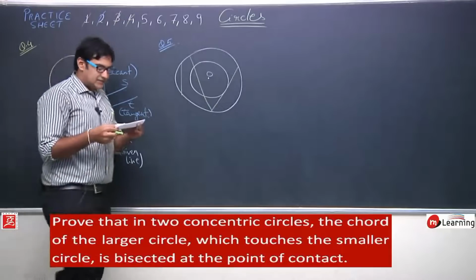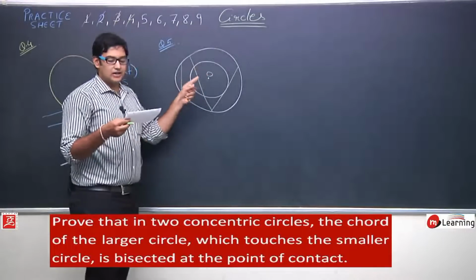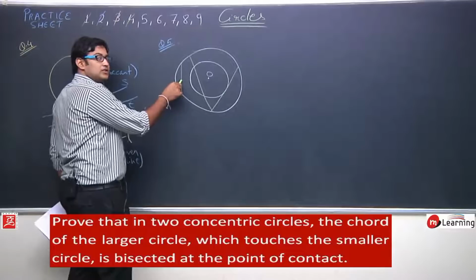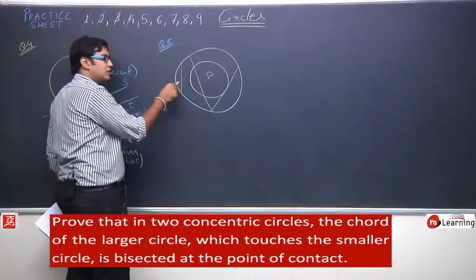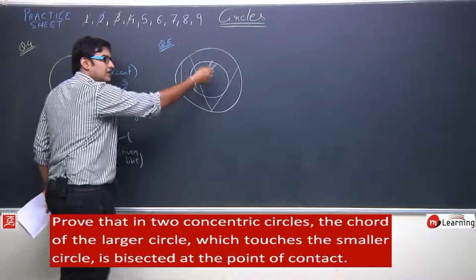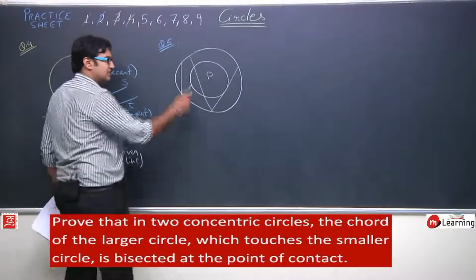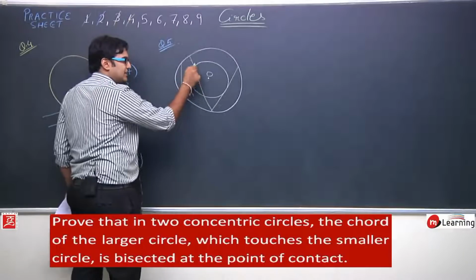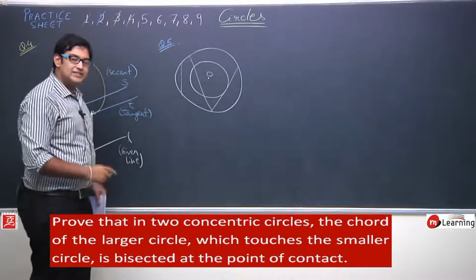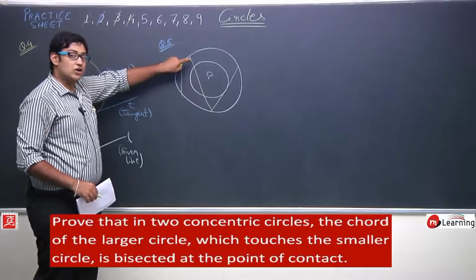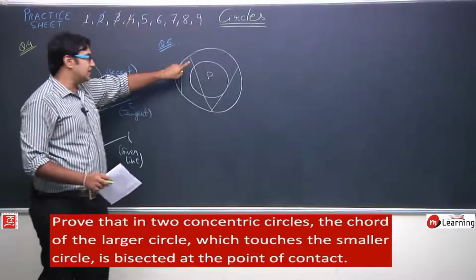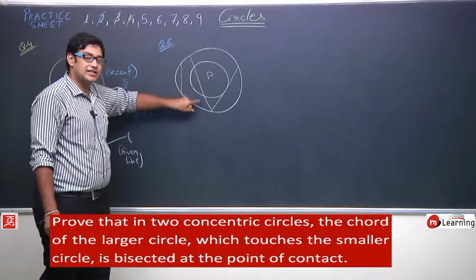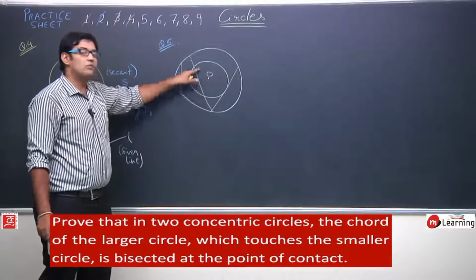Now it says the chord of the larger circle which touches the smaller circle. You can see this chord is a chord of the larger circle, but it does not touch or intersect the inner circle. If you see this chord, it is a chord of the larger circle, but it intersects the inner circle at two points. So what can I say about this chord? This chord is basically a chord for the larger circle, but it is a secant for the inner circle, because it intersects this circle at two different points.